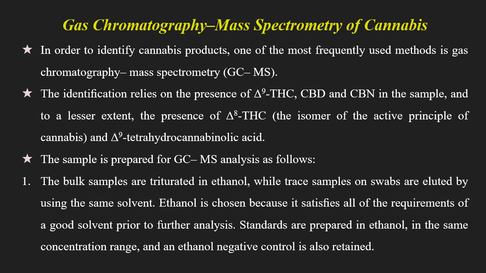The sample can be prepared based on the type of the sample, whether it is a bulk sample or a trace sample. The bulk samples are triturated in ethanol, while the trace samples on the swabs are eluted by using the same solvent. Ethanol is chosen because it satisfies all the requirements of a good solvent prior to further analysis. The standards are also prepared in ethanol in the same concentration range as that of the sample, and ethanol itself acts as a negative control.